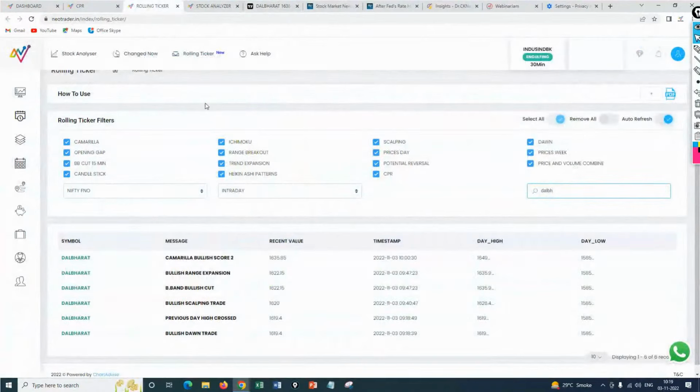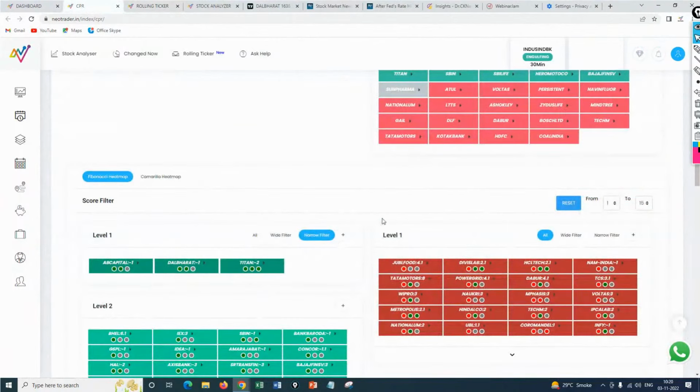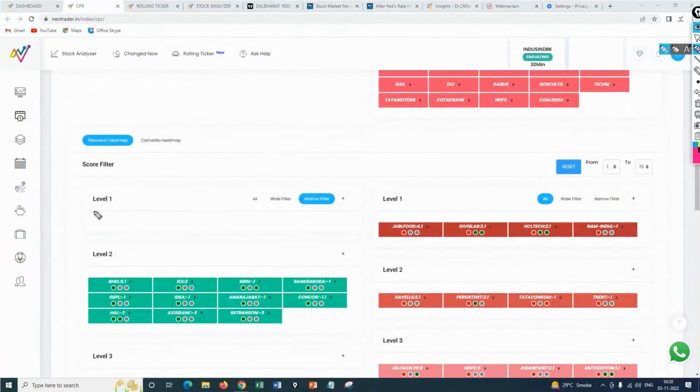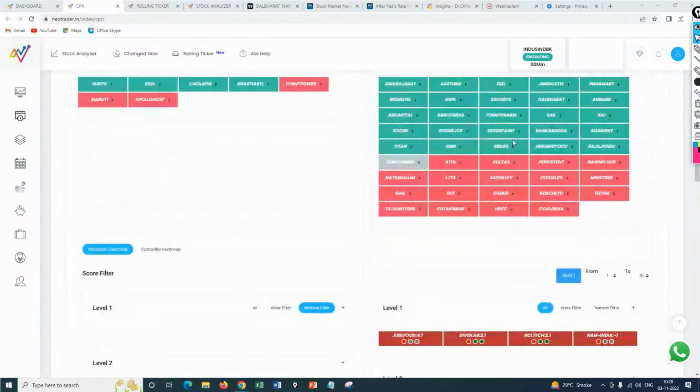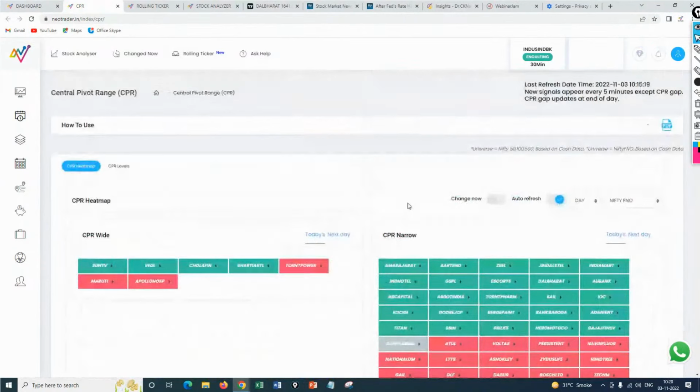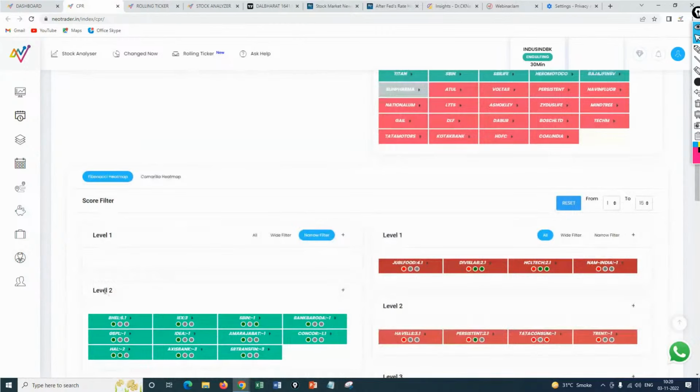All right, what is the next one? If we want to find the most recent candidate, another trick is to use this thing called change now. If I do change now, I can see that nothing has come right now. All of these ones are the ones that came earlier. If I keep change now off, it is showing me these three stocks. All of these did not come right now. That's why I have to go up here and keep this change now button on.